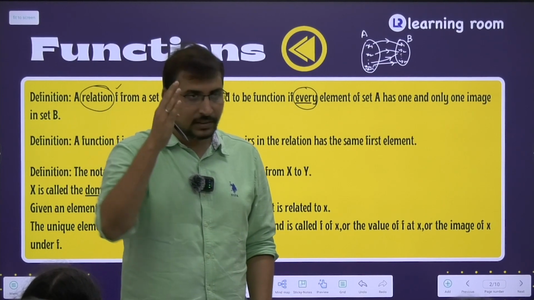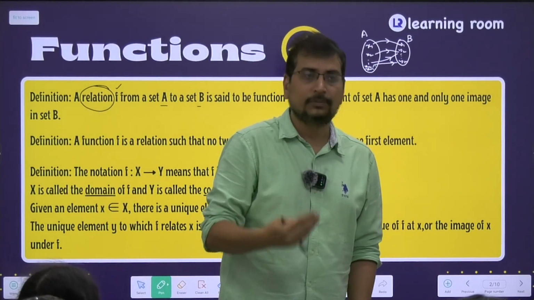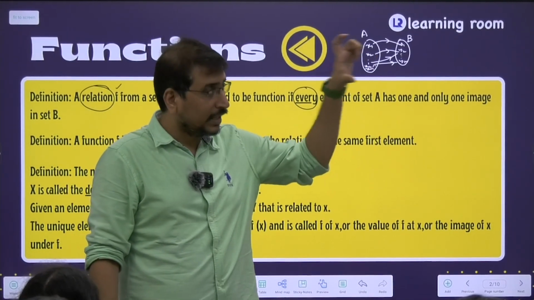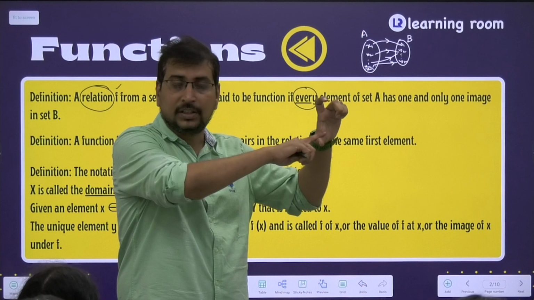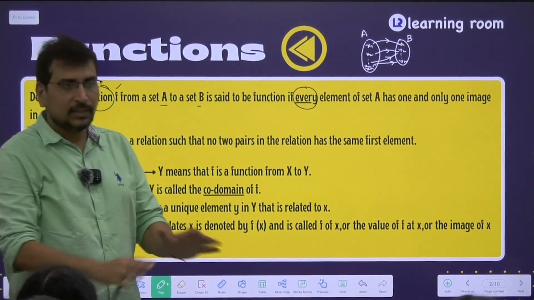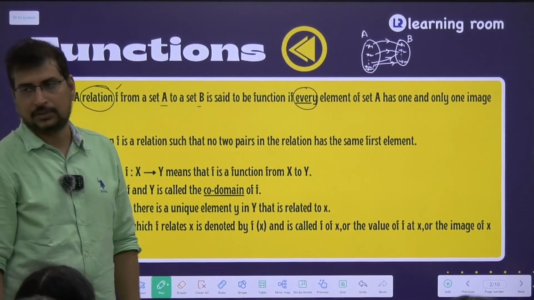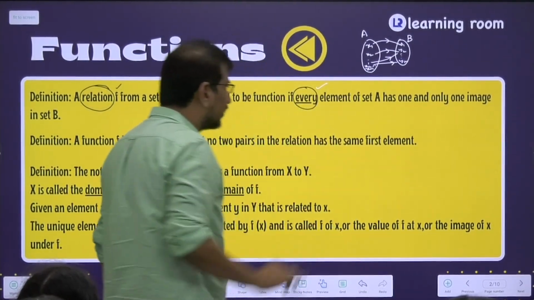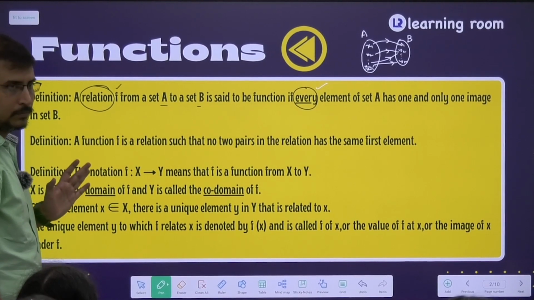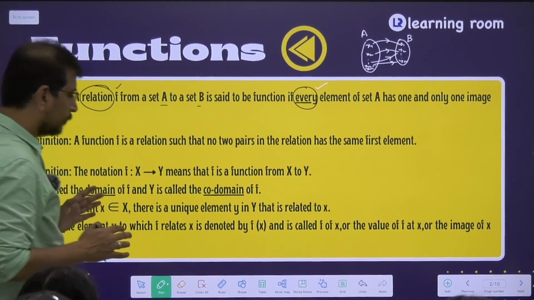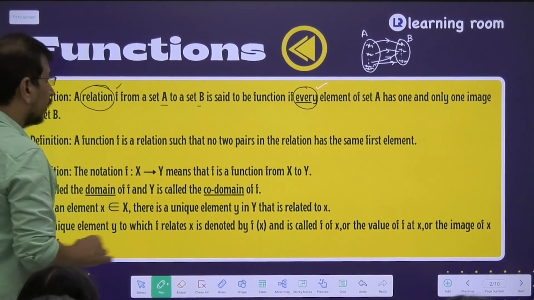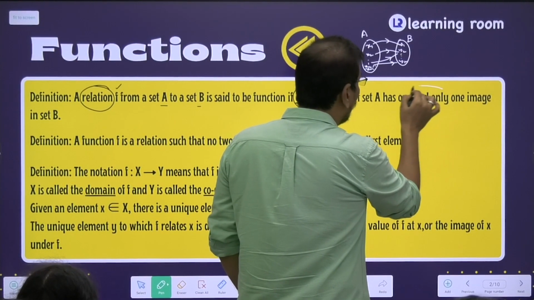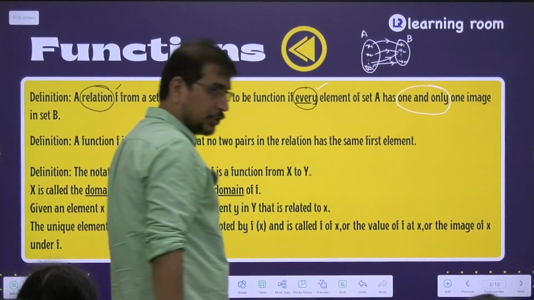But for it to be called a function, what is the first thing that it needs to satisfy? That relation should satisfy the condition that every element in set A is associated to some element in set B. If that is failing, that is not a function at all in the first place. Am I clear with this? So that is why I stressed on the point every element. Okay. What is the alternate definition for it? That is one thing. And it should have one and only one image, right?